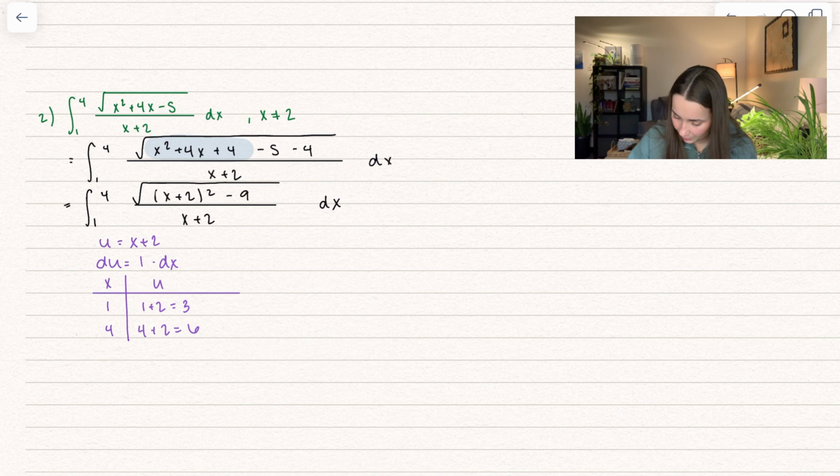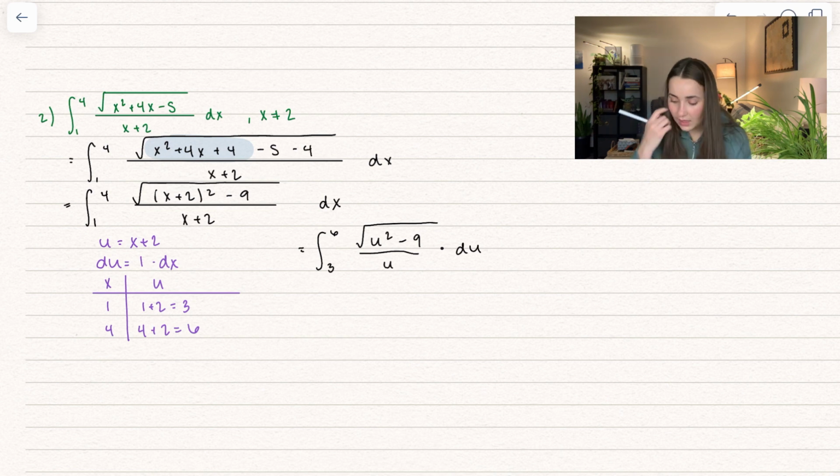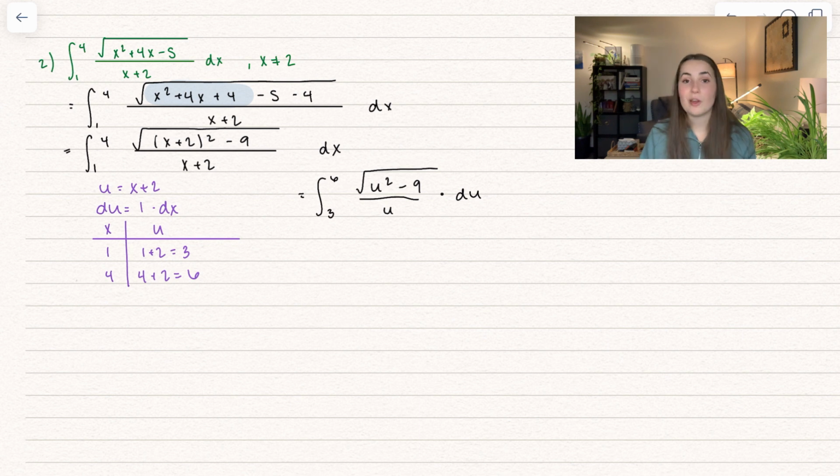So let's go ahead and set up our new integral. Here we have the new bounds 3 to 6. And this is where we get u squared minus 9 divided by u times du. And so notice here, now we can go ahead and use our normal substitution. So let's go and set that up.